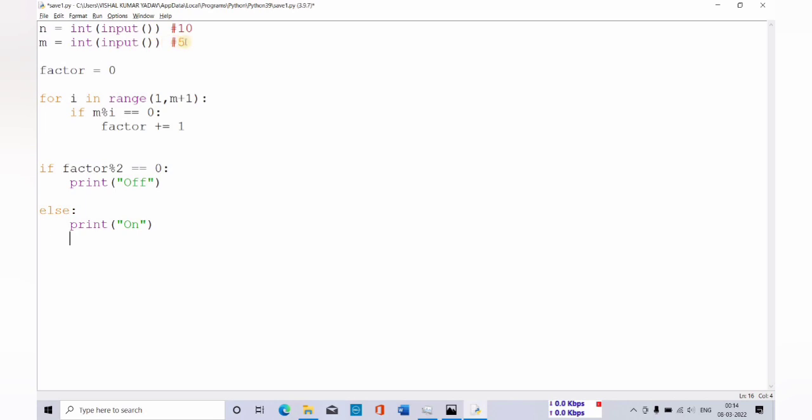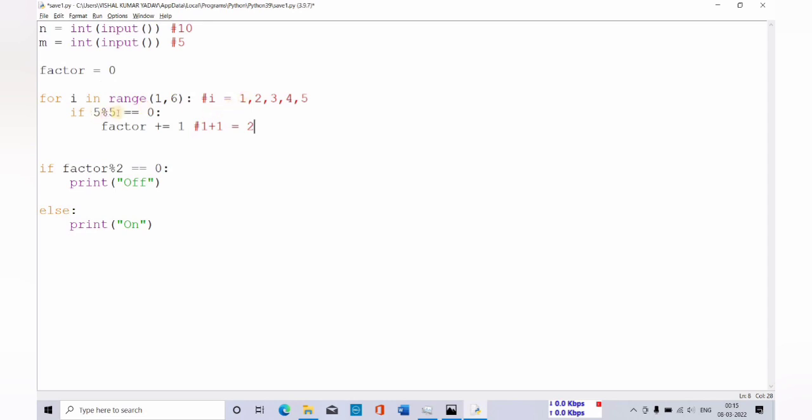Let me take this example. The value of m is 5, so here I can write 6. So what will be the value of i? i will be 1, 2, 3, 4 and 5, right? Now here I can write 5 percentage 1. 5 is divisible by 1, right? So the value of factor will be 1. Now let us divide it by 2, it's not divisible. By 3 also it's not divisible. By 4 also it is not divisible. By 5 it is divisible. So the value of factor will be increased by 1. Ultimately the final value of factor is 2.